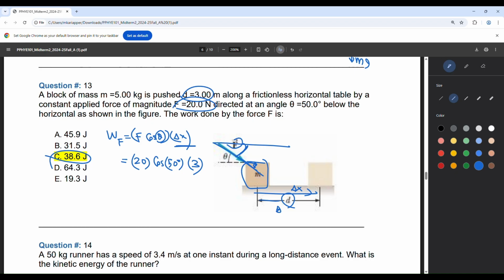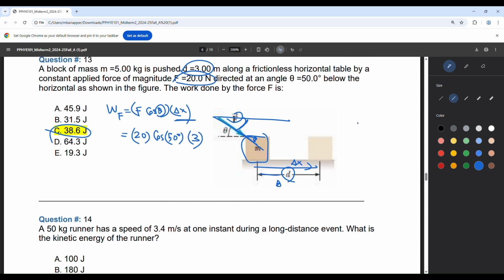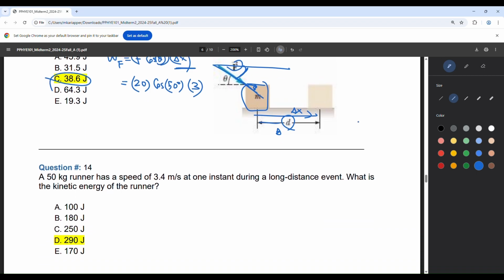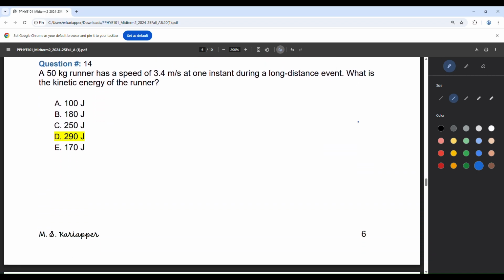Done. Easy, straightforward. Every exam you'll get this same question. So you already know the answer to your midterm 2 questions ahead of time. Of course, it won't be the same numbers. Okay, so the same question though.